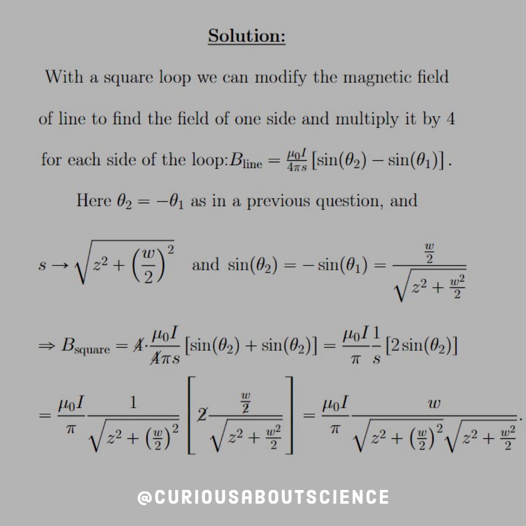So putting these modifications back together into the B field of the square, we see that we have 4 times the line segment, where we substituted in the negative sine theta 1 for sine theta 2. Those combine to give us 2. We can take that sine theta 2 and the s, plug in their modifications and definitions, and then we see that the 2 on the sine theta 2 cancels with the 1 over 2 in the numerator of that fraction. And then we can combine this through to where we end up with mu naught I over pi times w over 2 square roots. Kind of nasty looking.